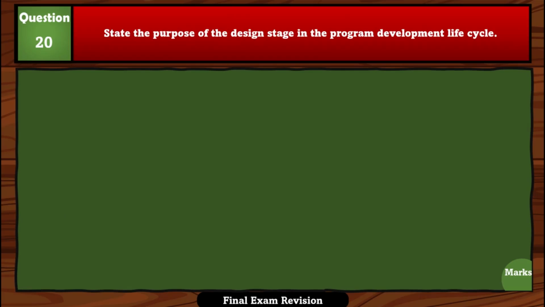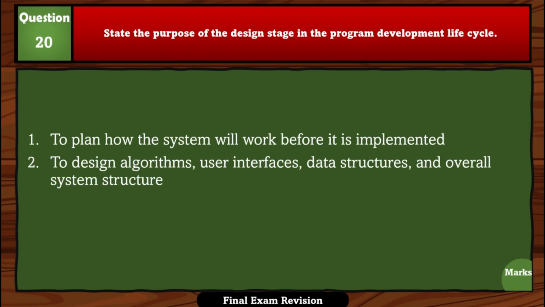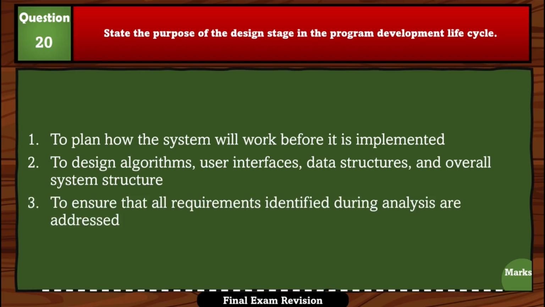Design stage. Question 20. State the purpose of design stage in program development lifecycle. To plan how the system will work before it is implemented, to design algorithms, user interfaces, data structures, and overall system structure to ensure that all requirements identified during analysis stage are addressed.